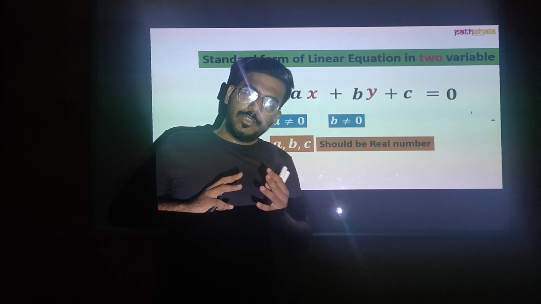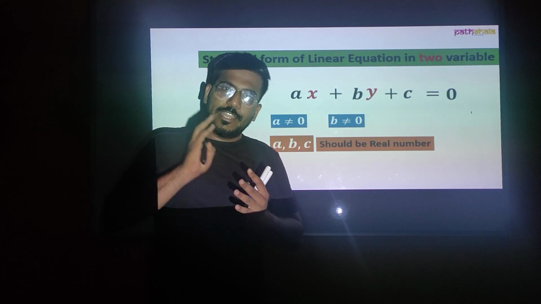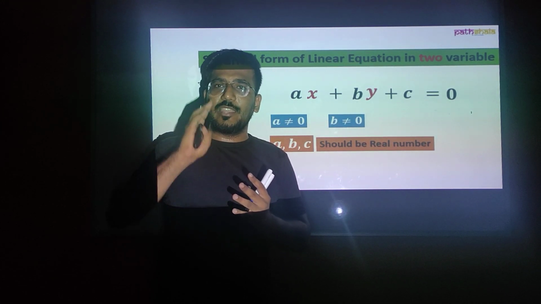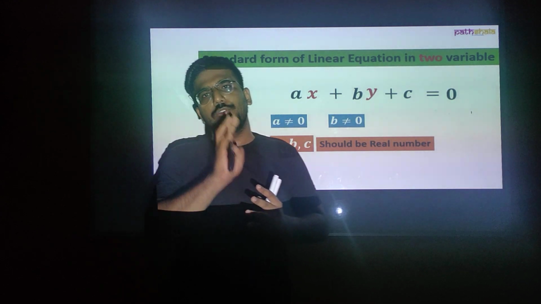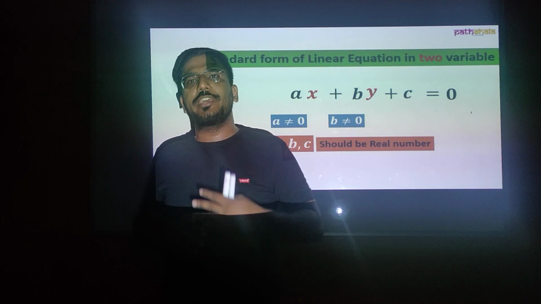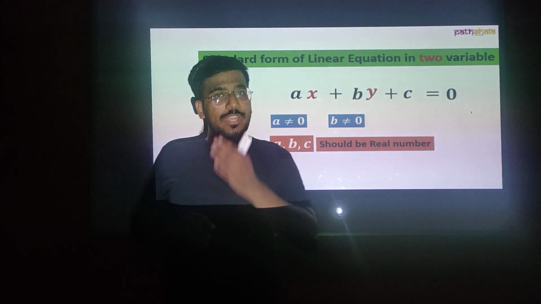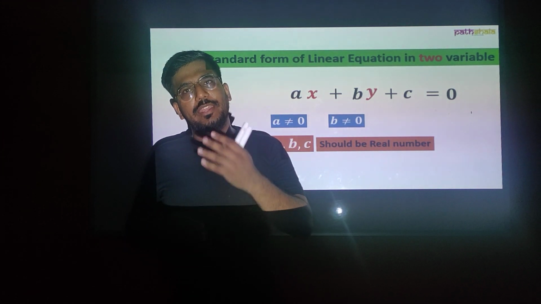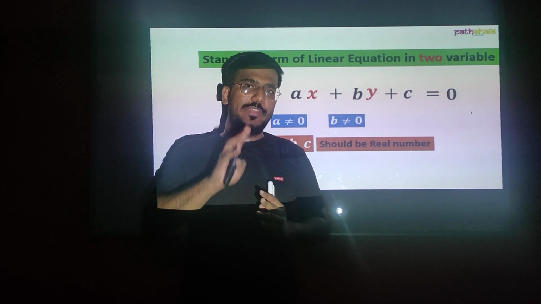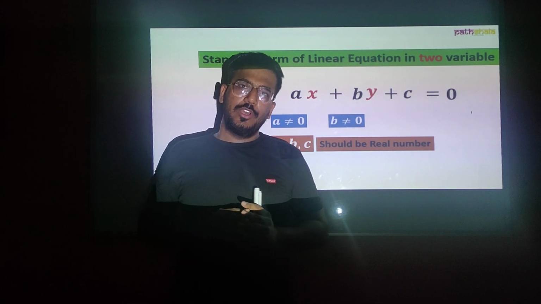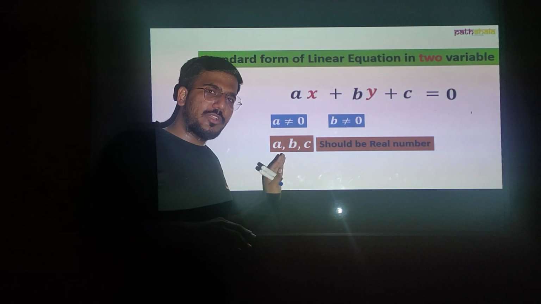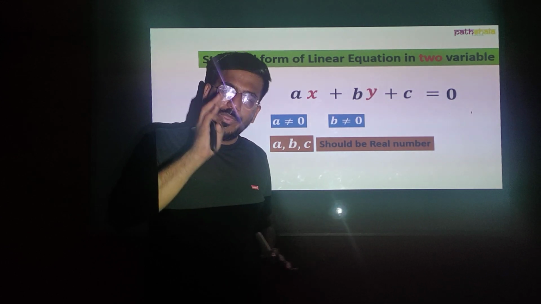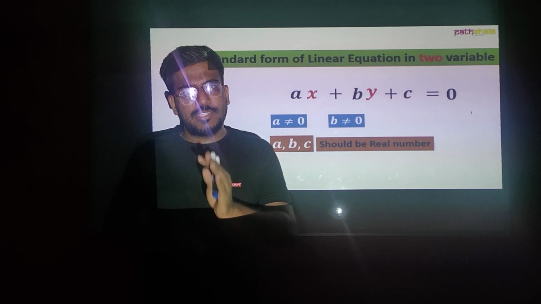It can be an integer, it can be a ratio, it can be a fraction, it can be a decimal, it can be a root number also. Root 2, root 5, root 3. All these are also real numbers. But if any number inside a root has a minus sign, that is not a real number. In fact, those are called imaginary numbers. So that is the second condition. a, b and c should be real numbers. Now let's see the last condition.